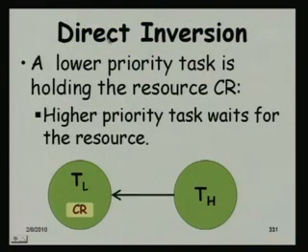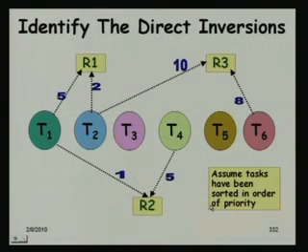First, let us look at the direct inversion, the simplest of all these three inversions. Here a lower priority task is holding a shared resource and a higher priority task is waiting for the resource. So, directly the lower priority task is causing a priority inversion for the higher priority task. This is a direct inversion. I hope that there is no difficulty here.